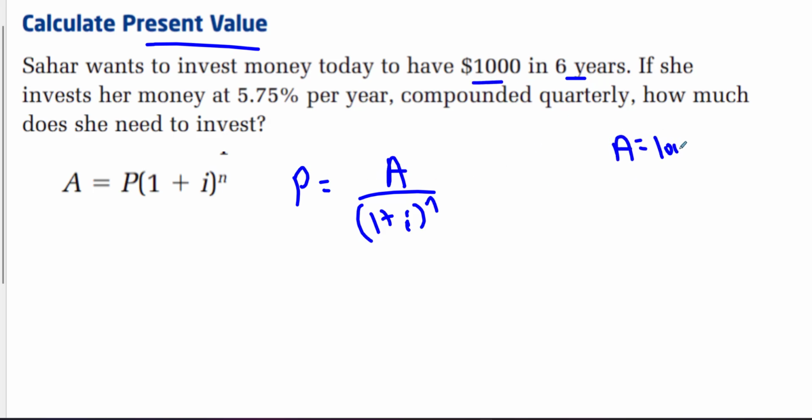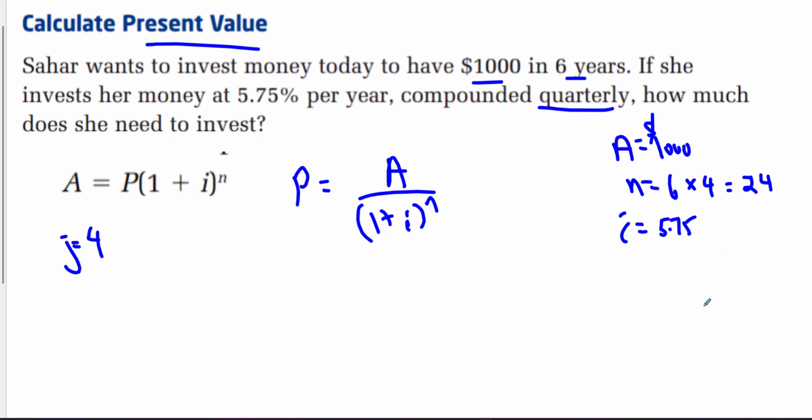She wants to invest it to have 1,000 in 6 years. So I know that A is $1,000. I know N is 6 years, but hold on. What's my J value? Compounded quarterly. So J is 4. So N, that's going to be 6 times 4, which is 24. My I value is 5.75%.